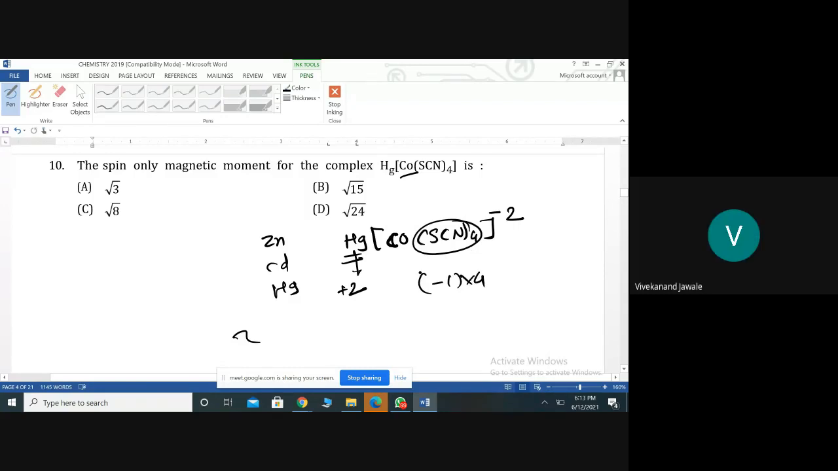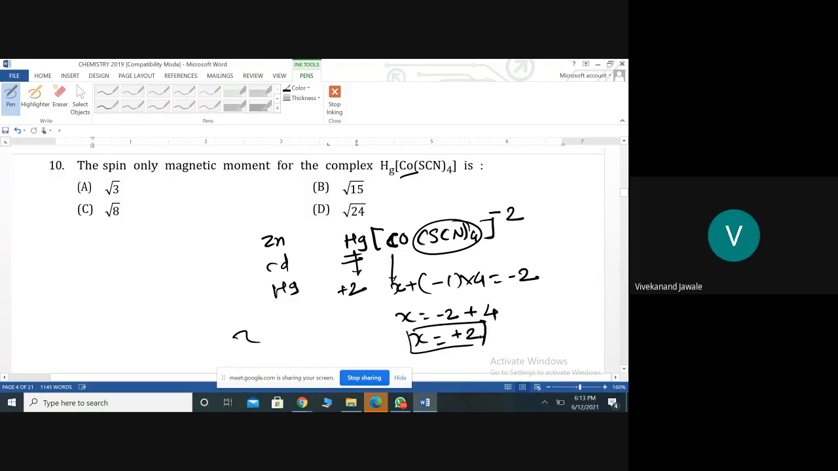In the same way, we have thiocyanide as 4, and cobalt we have to find out as X. So X is equal to -2 plus 4, so your cobalt will give the oxidation state plus 2.